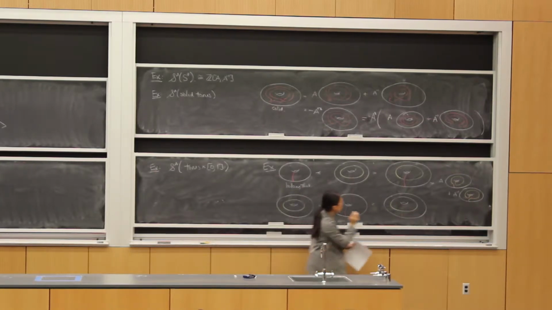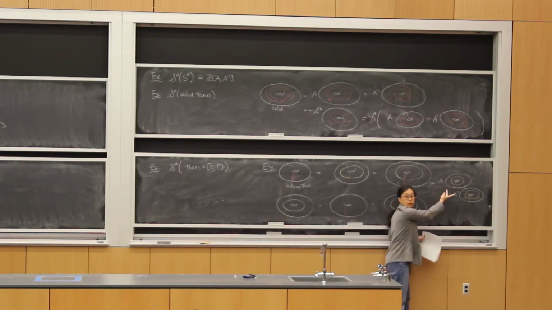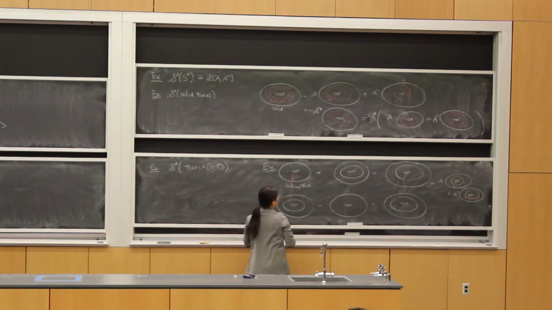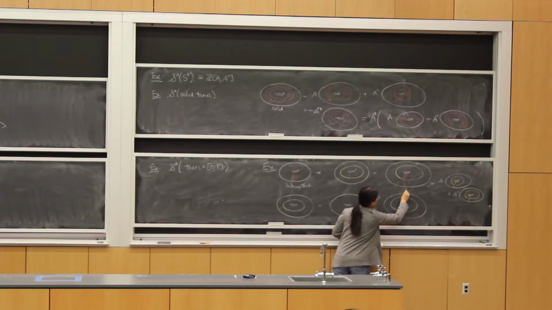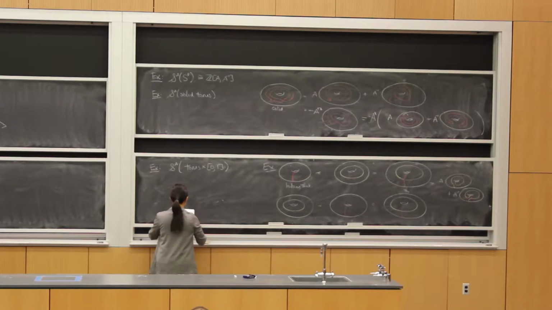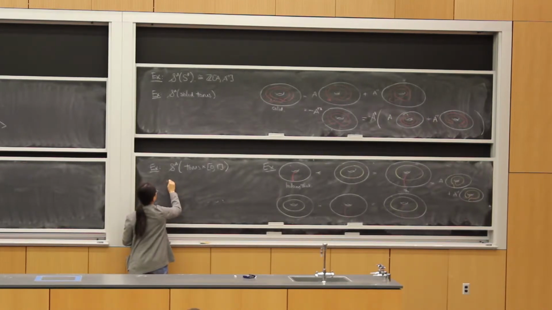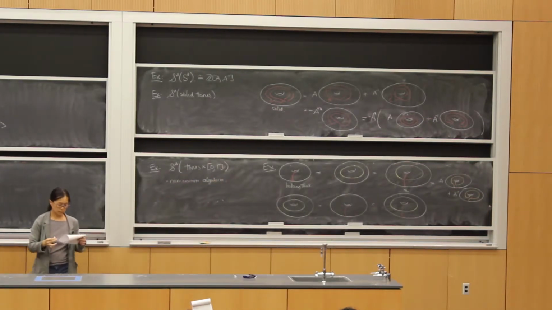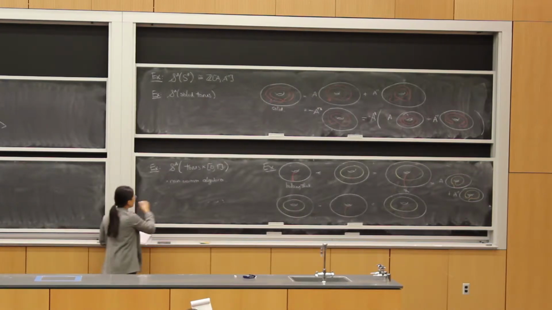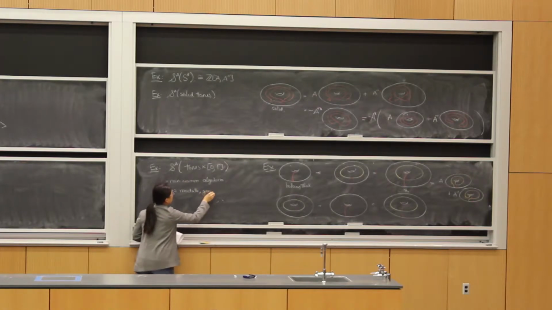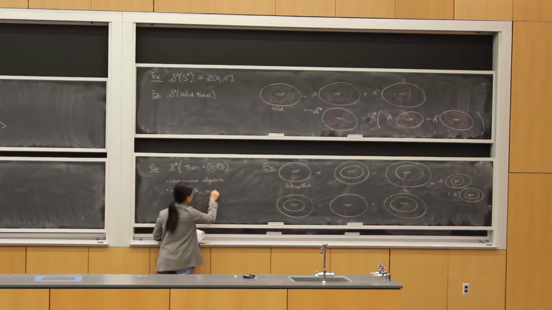When I decompose them, it'll look like exactly the same picture, but with A and A inverse swapped. And so in particular, what I know is that this is not the same. Okay? So what I get is that this is a non-commutative algebra. As a module, it has a basis.